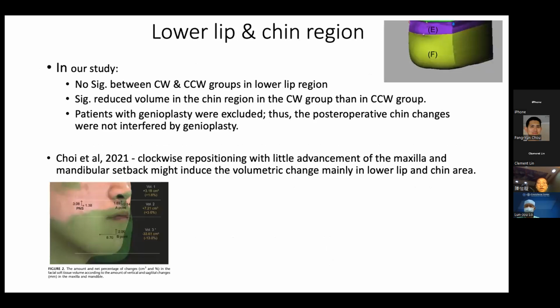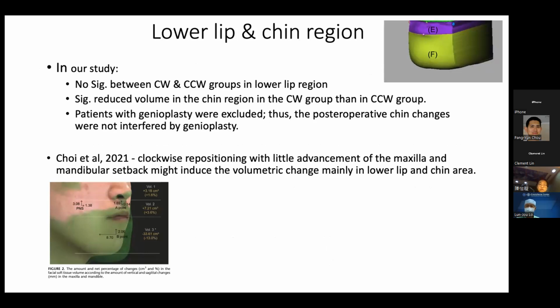And for the lower lip and chin regions, there was no significant difference between the two groups in the lower lip region. And there was significantly reduced volumetric change in the chin region in the clockwise group than in the counterclockwise group.